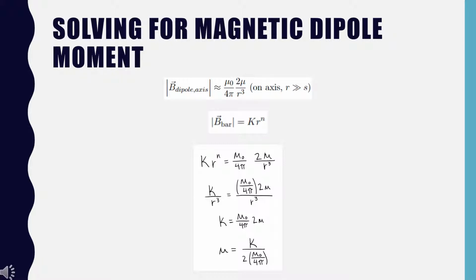Now we arrange the equation to solve symbolically for mu. Since we know natural log of k is our y-intercept from the graph on the previous slide, we can calculate k and plug it into this expression for mu, along with the constant mu naught.